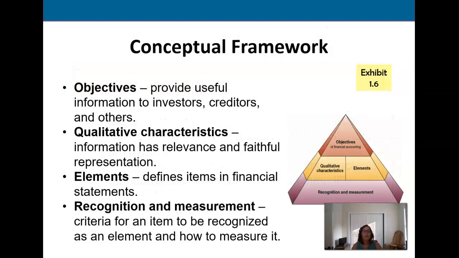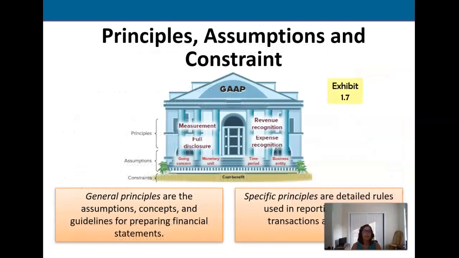So in terms of establishing these standards, and I'm not going to spend a ton of time on this, this was part of the first part of the CPA exam, which I took not that long ago, and it makes me twitch to even look at this slide. But the financial reporting standards have this sort of conceptual framework of objectives, qualitative characteristics, elements, and recognition and measurement. Additionally, they have what are called principles, assumptions, and constraints, and I'll spend a little more time on those.